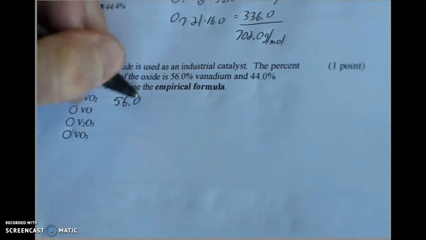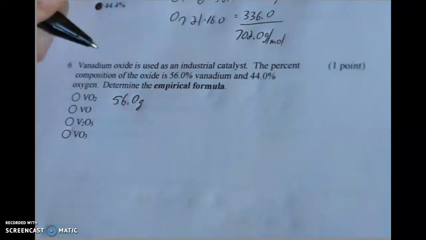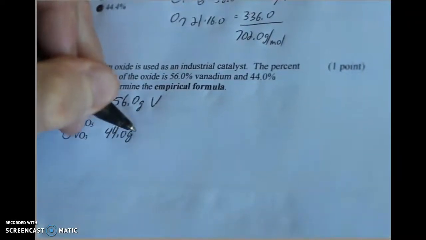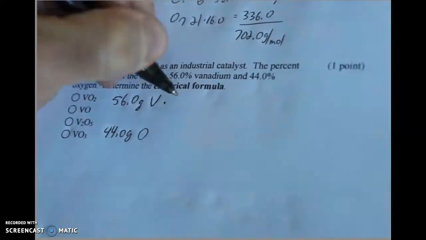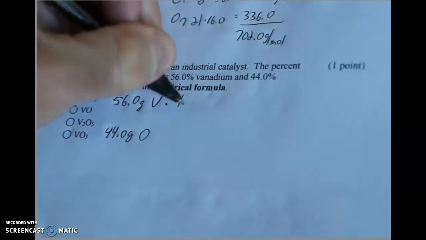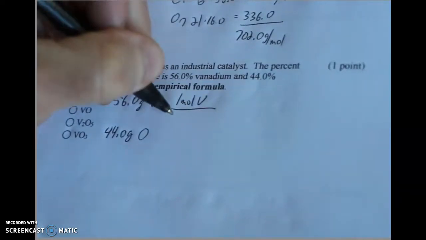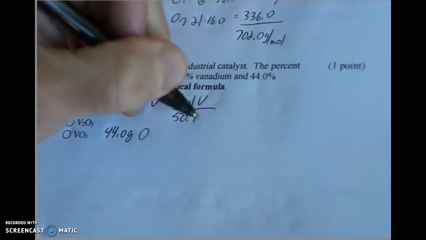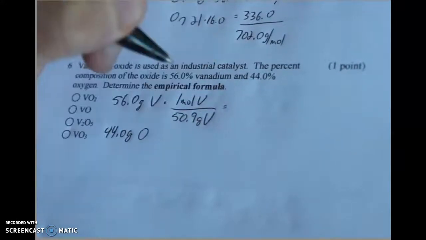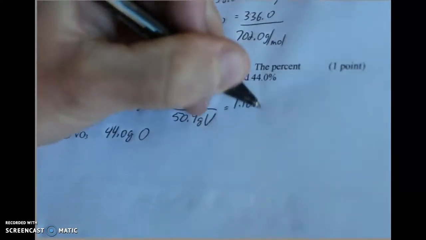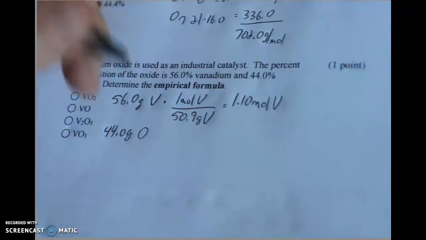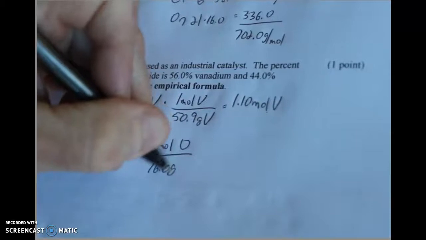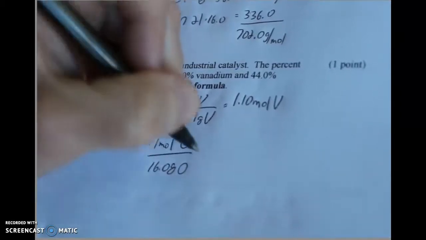You could just take that 56.0% and make it grams. We can do the same thing for the oxygen, 44.0 grams of oxygen. Now we have to convert this to moles. So we do a standard mole conversion at this point. Vanadium off the periodic table is 50.9 grams. So when you do that math, you get 1.10 moles of vanadium.